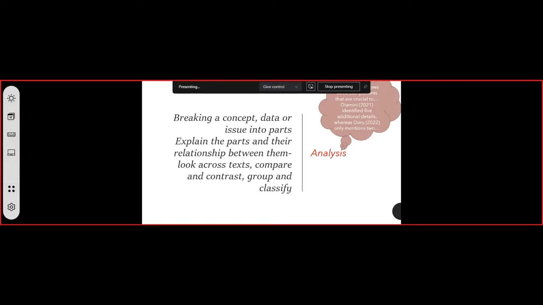So analysis is usually easy. The synthesis, putting it back together, is often a bit more tricky. And I find that students are often very good at taking things apart and analyzing, but they often get stuck at this step and are not able to then synthesize information and put it back again and look at relationships across texts and compare and contrast. So that's what you would typically do in the analysis phase.